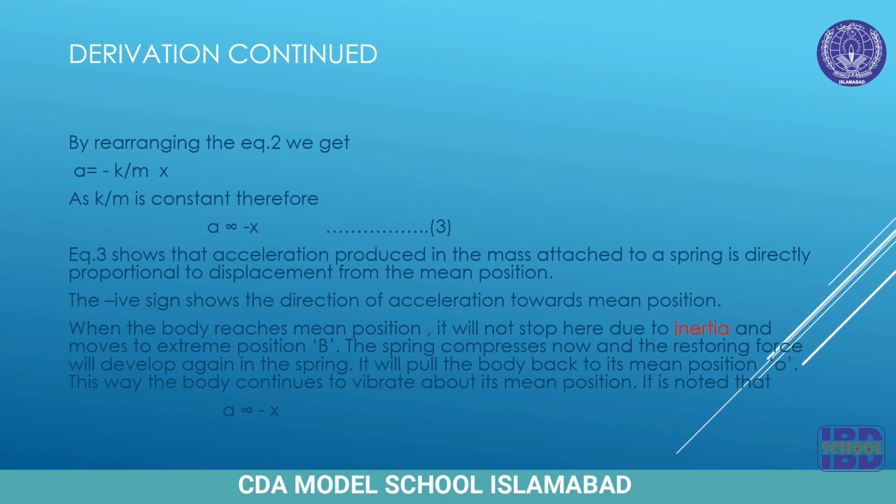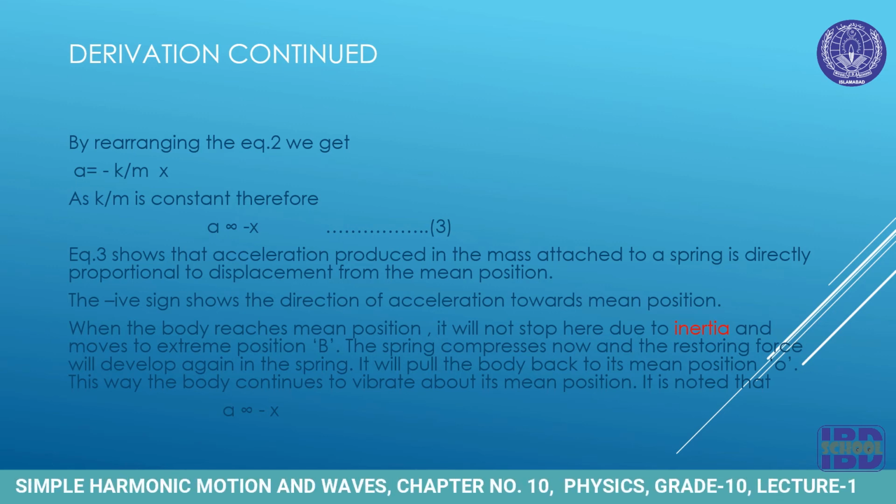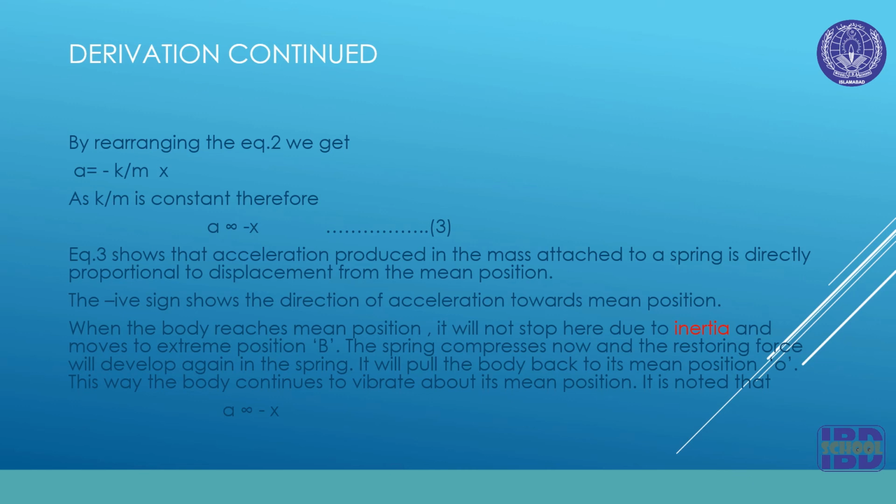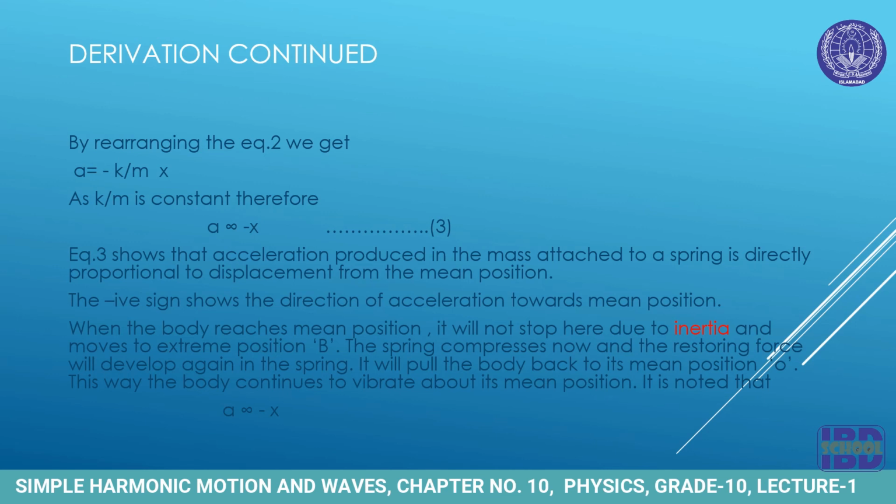So when it is moving towards B, what happens? The spring compresses now, and the restoring force will develop again in the spring. It will pull the body back to its mean position O. This way the body continues to vibrate about its mean position, and all the time A would be directly proportional to minus x.